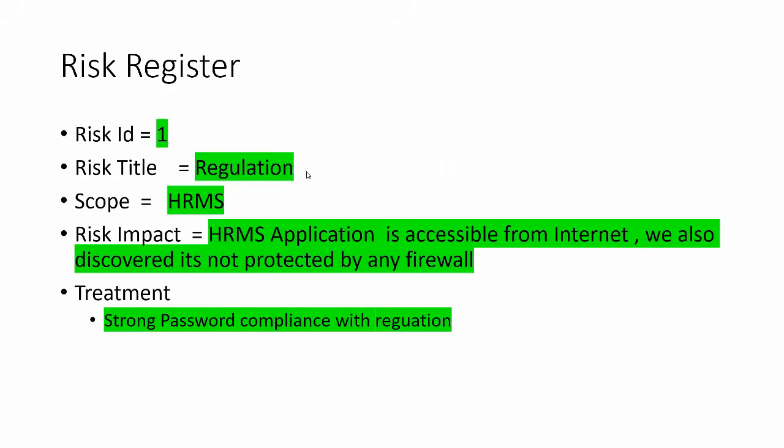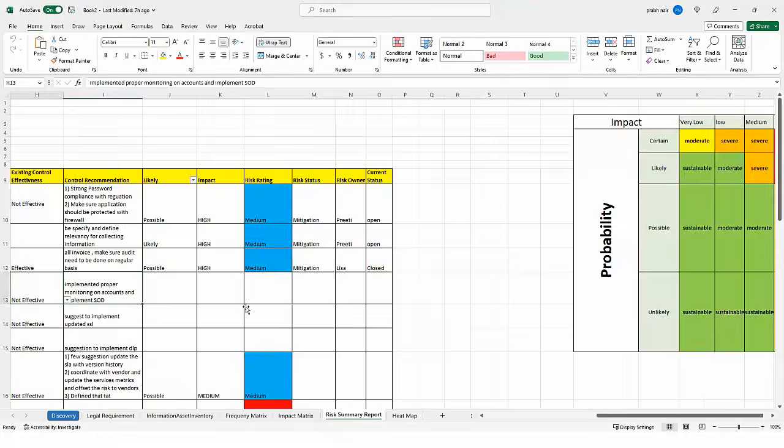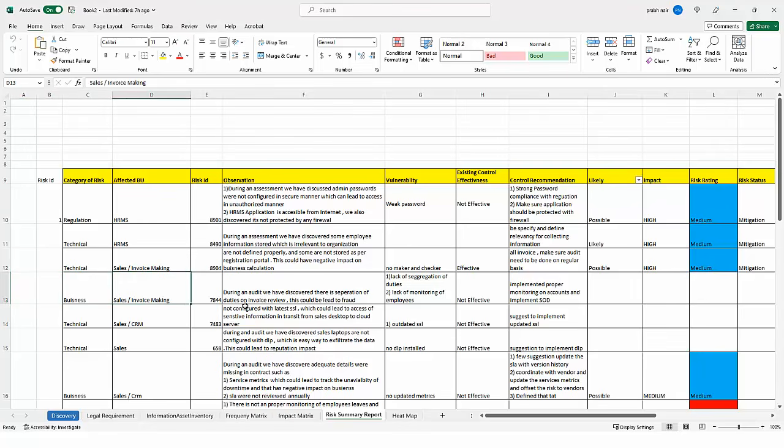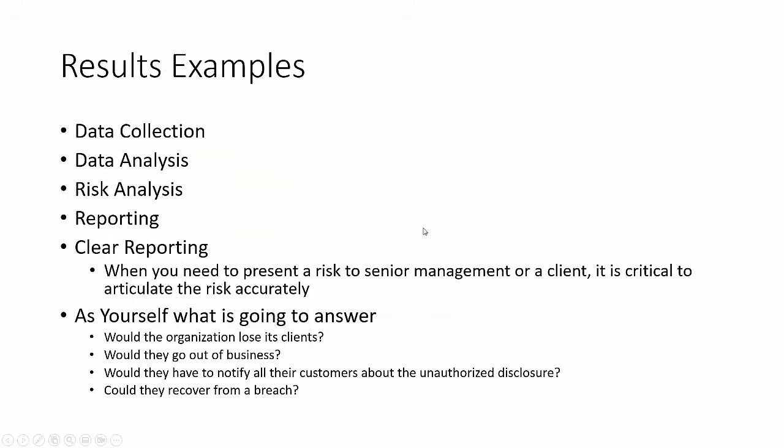So when we are documenting everything, we create a risk register in which we maintain a risk ID. Suppose risk ID 1 is given. If you take a reference of the Excel sheet, this is called a risk ID. Suppose the risk ID is 8904. Risk title is regulation. Scope is HRMS. Then we explain the risk impact and what treatment we have suggested.